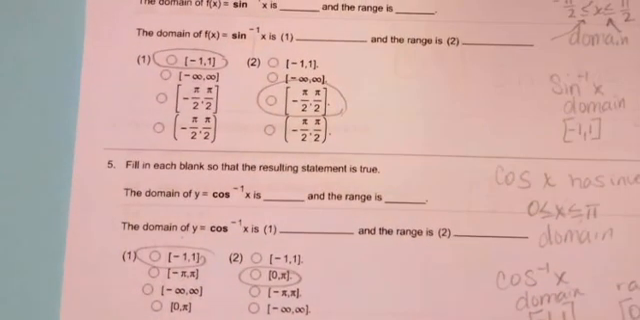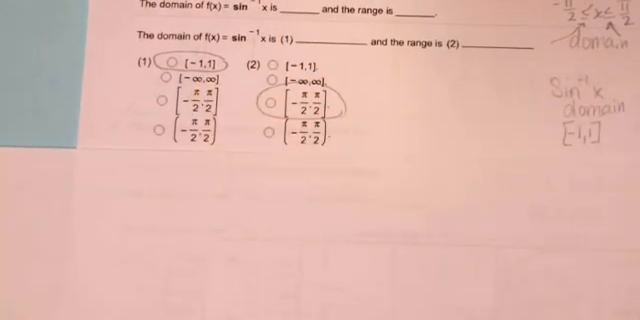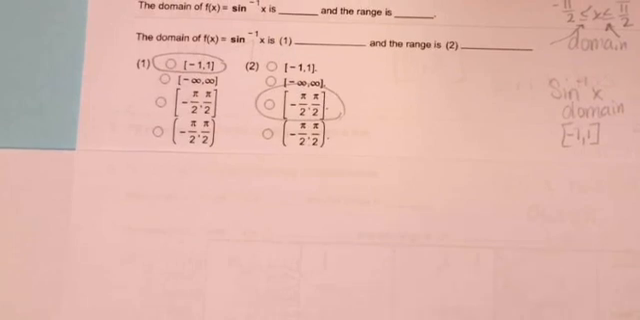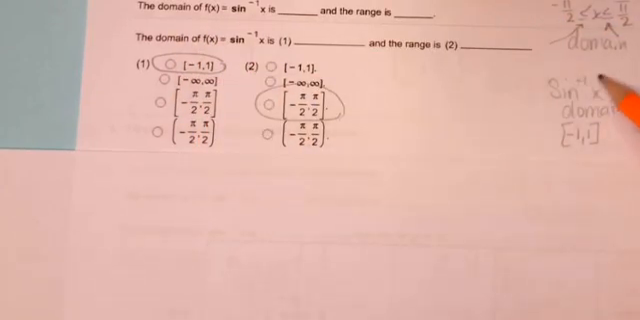Number 4, fill in the blank. The domain of sine inverse x is, now remember, sine has an inverse. You swap the domain and the range when you find its inverse. So if you restrict sine to that section, it will have an inverse. And the domain of sine inverse is going to be whatever the range was for sine. And the range for sine inverse is going to be whatever the domain was. So they just swap.